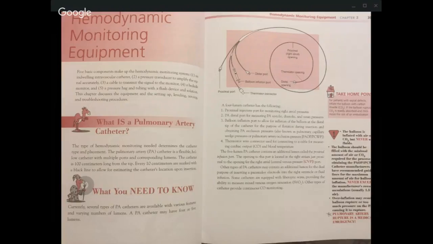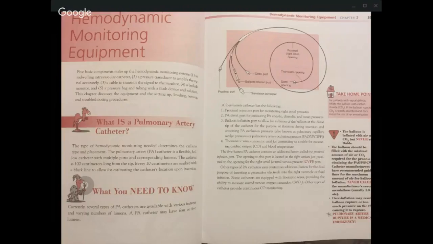Hemodynamic monitoring equipment. Five basic components make up the hemodynamic monitoring system. One is an indwelling intravascular catheter. Two is a pressure transducer to amplify the signal accurately. Three is a cable to transmit the signal to the monitor. Four is a bedside monitor, and five is a pressure bag and tubing with a flush device and solution.